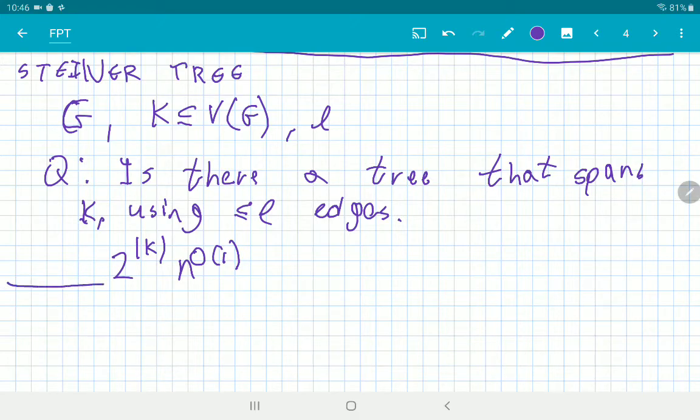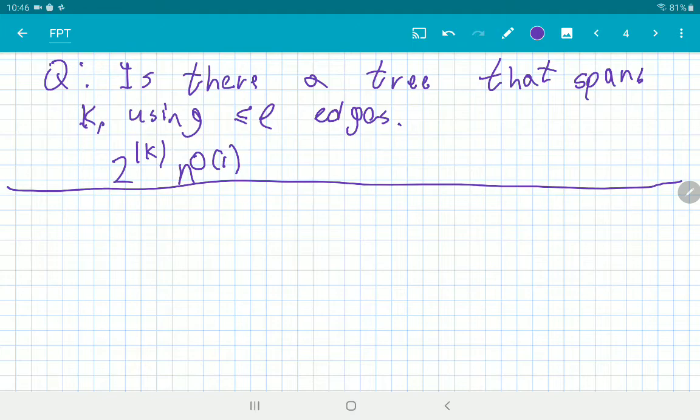Okay, so the other problem we need for this example is this colorful graph motif.